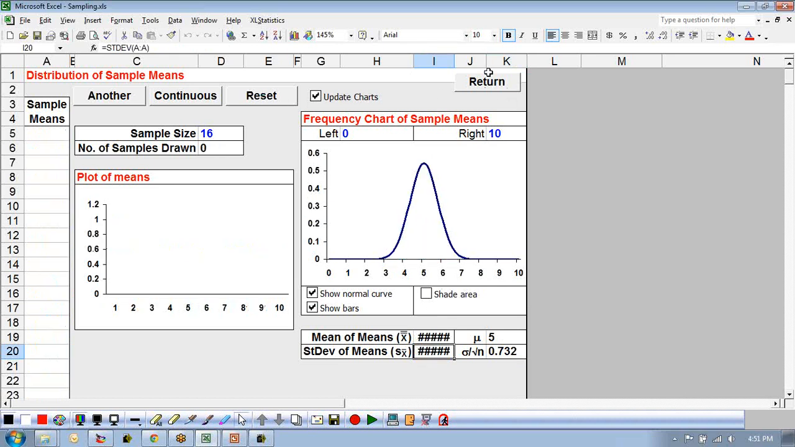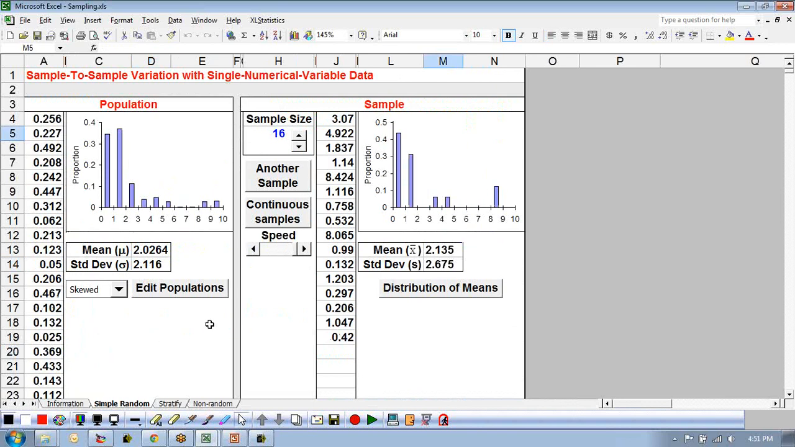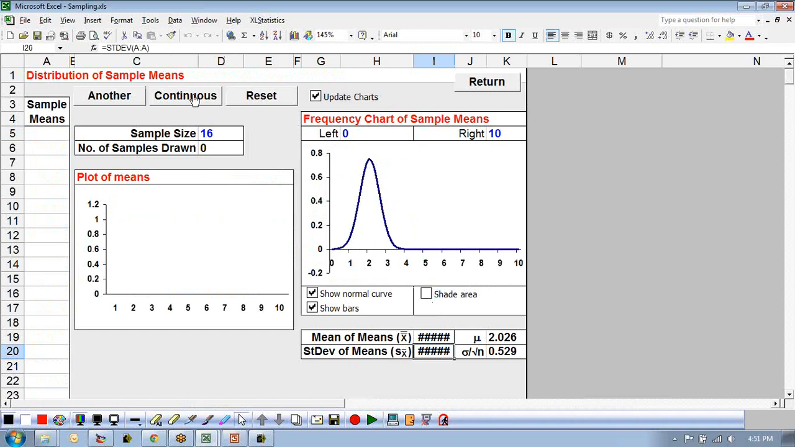Let's look at one more example. Look at something that really is not normal. Oh, well, let's look at our friend, the skewed distribution. Okay, and do the same thing. Again, the samples don't look normal, but do the means look normal? That's the real question. Let's let it go.